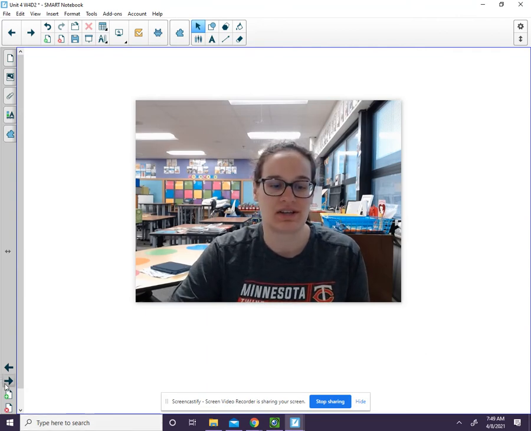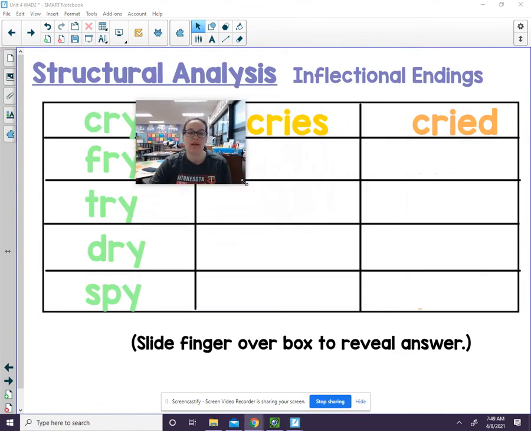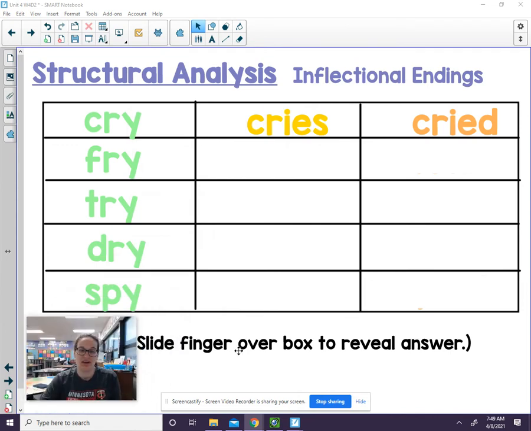We're now going to discuss something new today. This is inflectional endings. And so when we see a word that ends in Y, which we have a bunch of words here that end in Y, you need to change the Y to an I before you add ES or the ED. So if you notice here, we have cry, which ends in a Y. So we changed it to I, and then we added ES.